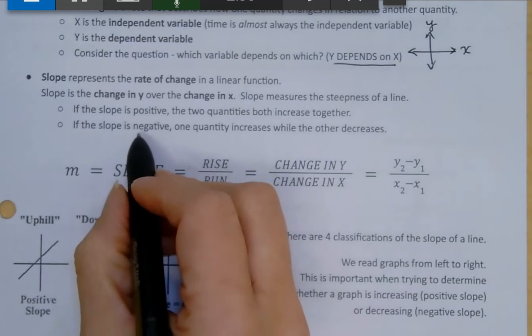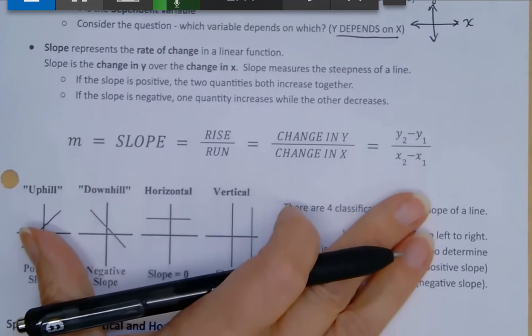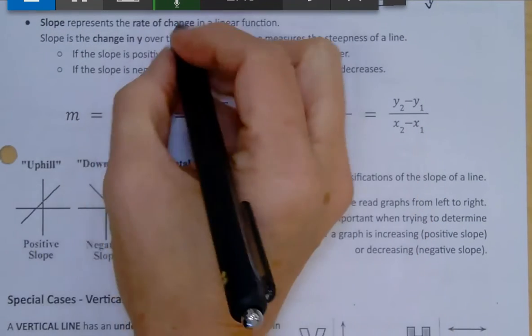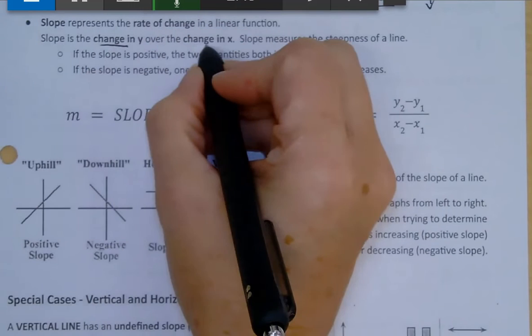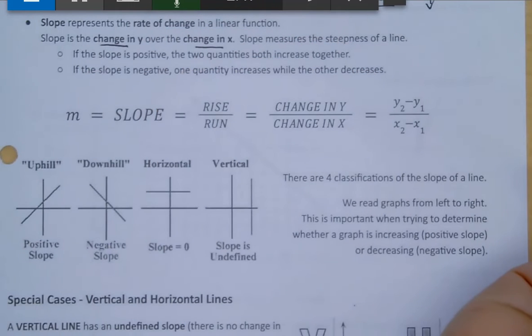So we're going to think about slope as the change in y over the change in x. We're making a fraction where we have the change in y divided by the change in x. It measures the steepness of a line. So you can think that the higher the number, the steeper the line will be.